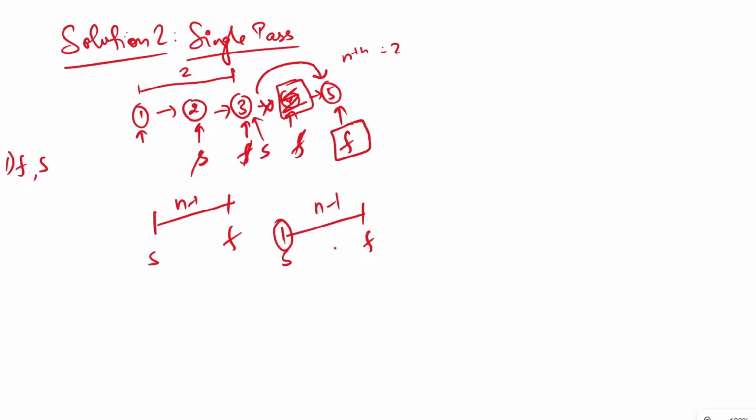Why? Because they are moving at the same speed. Both of them are moving one step, one step. So the distance they had earlier, they have the same distance here. So this is the basic intuition.